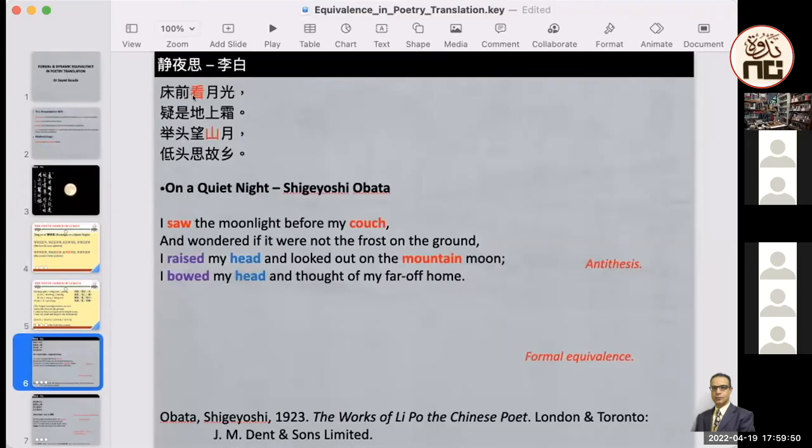There is Kan and Shan. This is another version, the second version of the poem. He translated it literally. "I saw the moonlight before my couch and wondered if it were not the frost on the ground." It's not a poetic translation; you can feel it's more like prose. Here he just faithfully followed the Chinese structure. That's why I would say this is formal equivalence, because he tried to keep the original text and the original meaning. The source text was his focus.